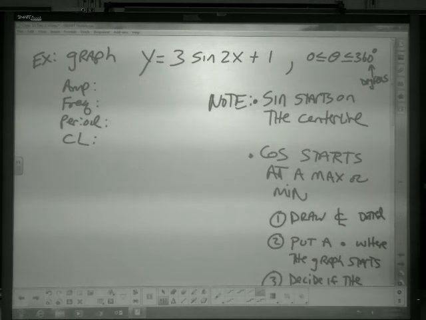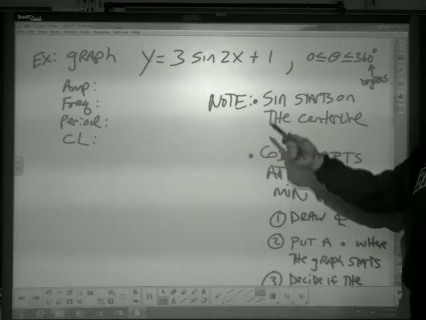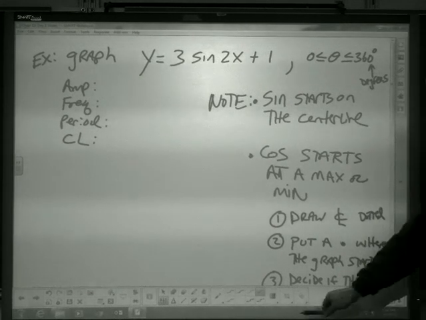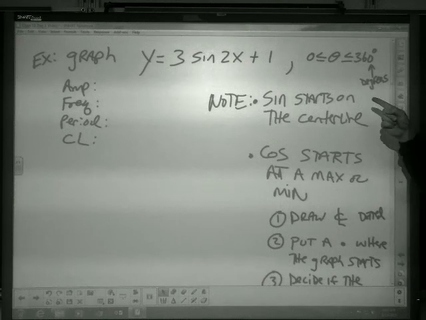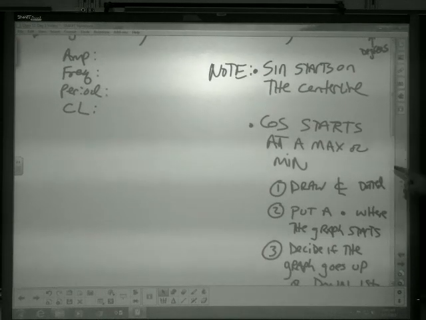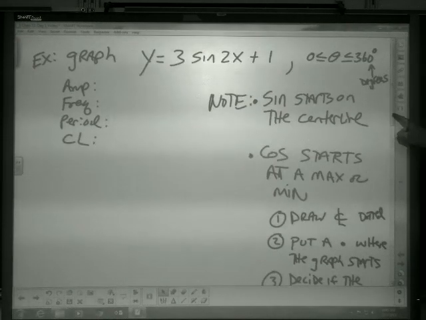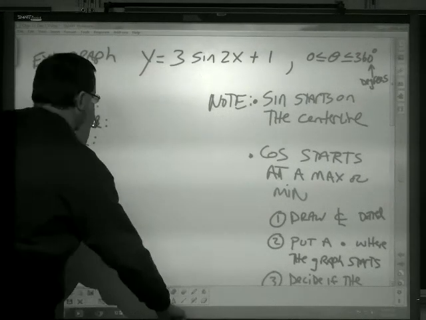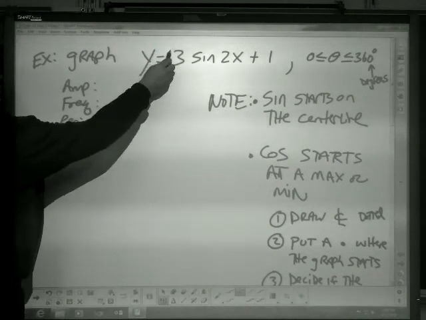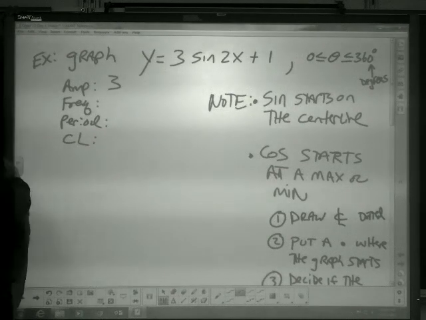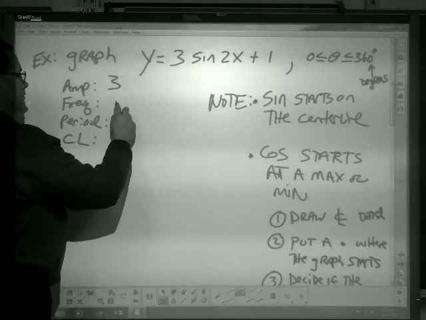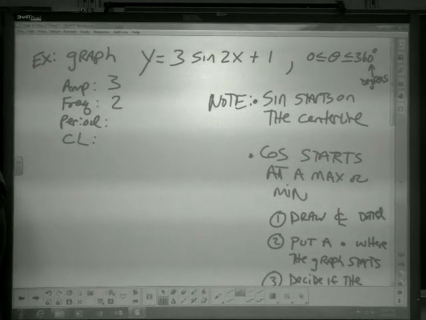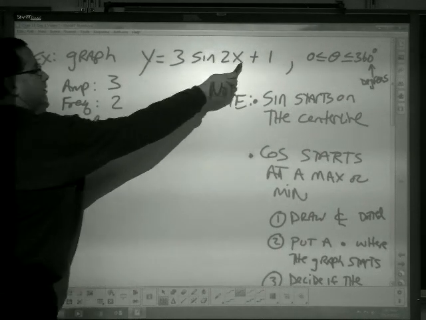So I have to think of all of my relationships in terms of 360, not 2 pi for this problem. A couple things: I have to identify amplitude, frequency, period, and center line before I start. Amplitude is this number right here, so my amplitude is 3. Frequency is that number right there, it's 2. The period, I have to calculate. Center line, up 1.